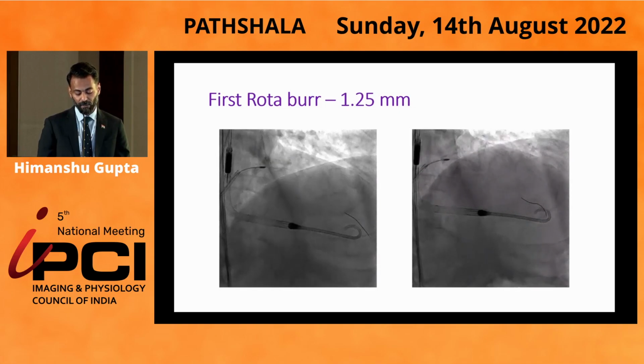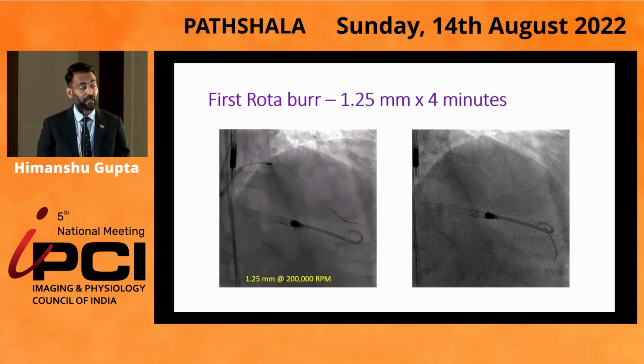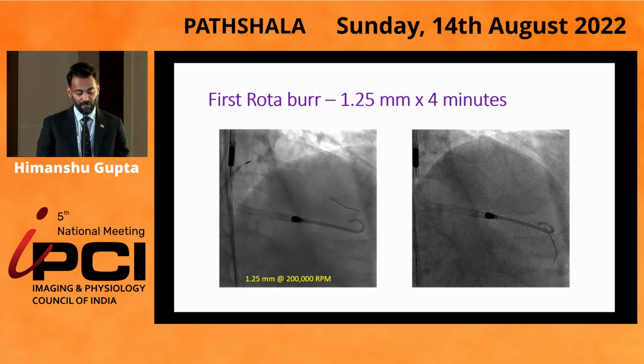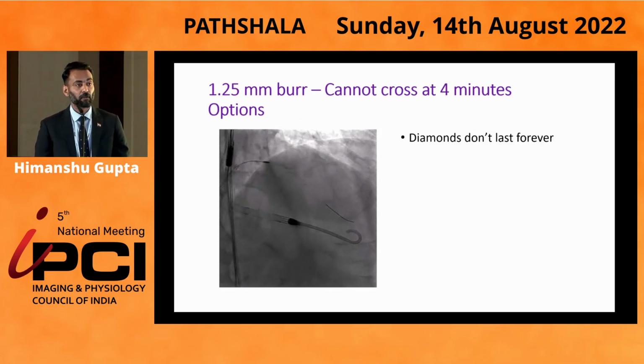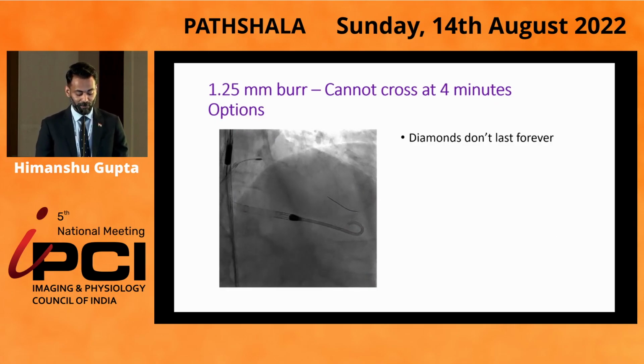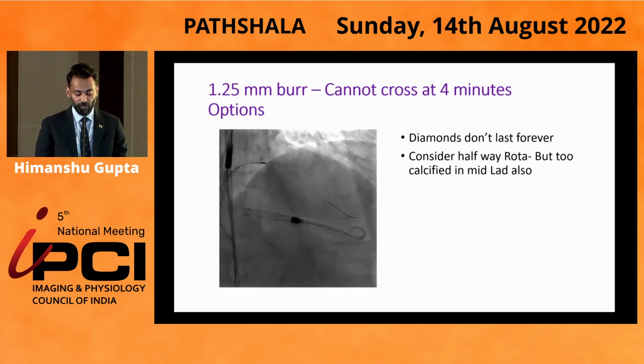We keep on burring, it does not cross. We keep on burring, it does not cross. It's 4 minutes at 200,000 RPM, it does not cross. So we know that diamonds don't last forever. They're anyways very expensive. So we consider halfway rota, but it's also calcified in the mid LAD, so I think we would have struggled in the mid LAD part of it.